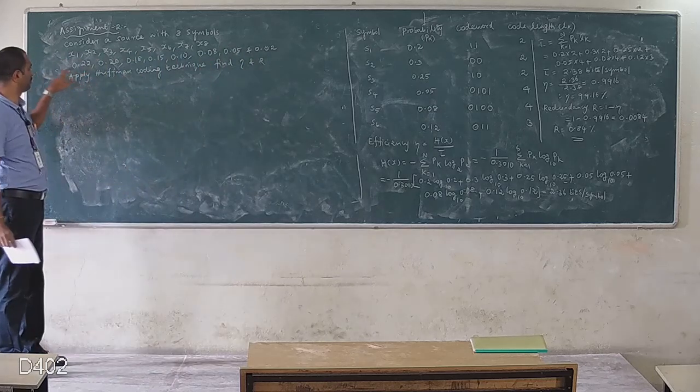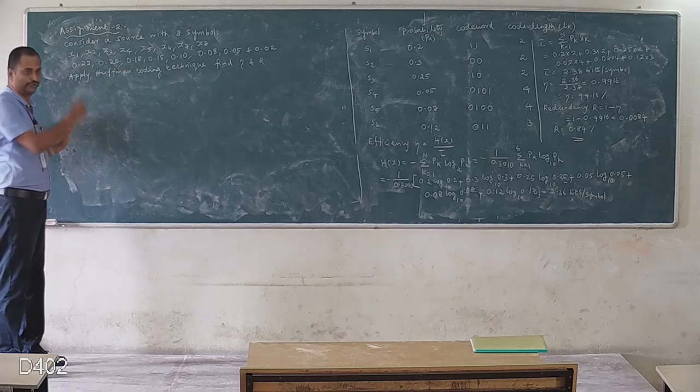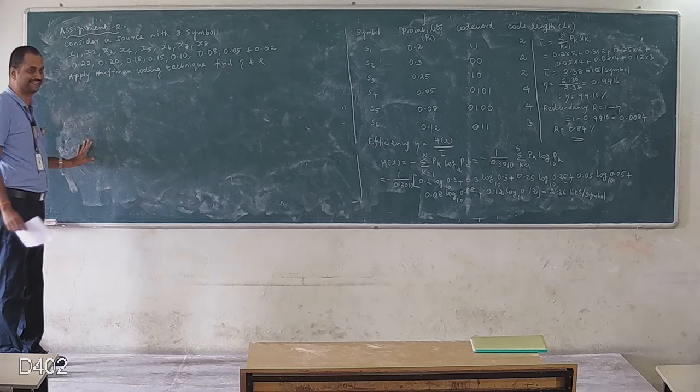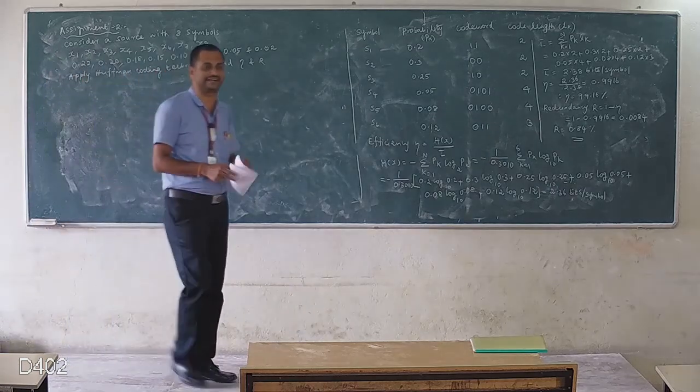If you look at this problem, the symbols are already given in descending order of probability. So you need not arrange them in descending order. Then you have to proceed with the Huffman coding technique. You have to find efficiency and redundancy. Thank you.